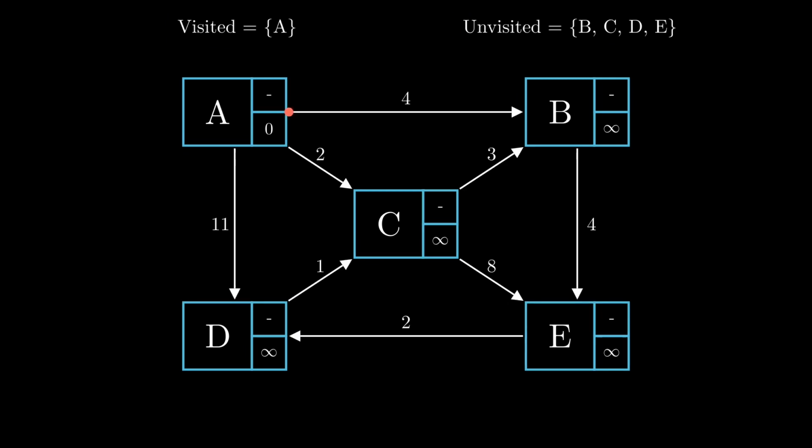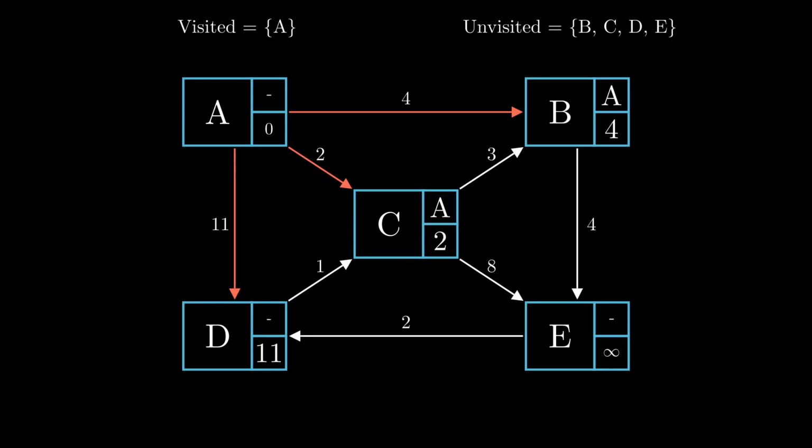To go to B, there's a length of 4. 4 is less than infinity, so we whack that in the distance box and change the previous to A. Same for C. 2 is less than infinity, so we put 2 in the box and the previous becomes A. And again, same for D. 11 is less than infinity, so we put that in the box and the previous becomes A.